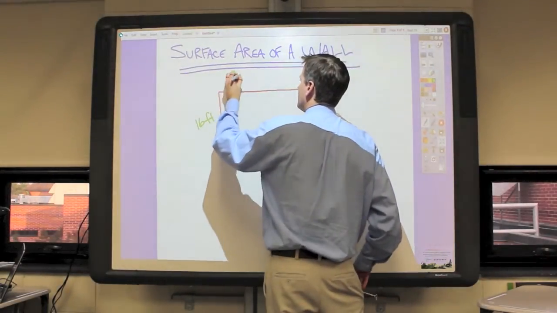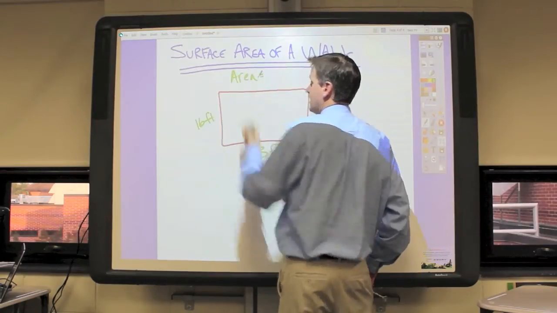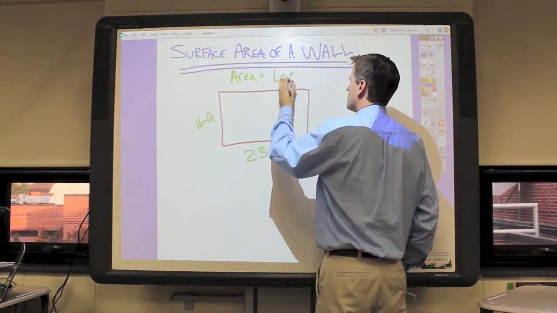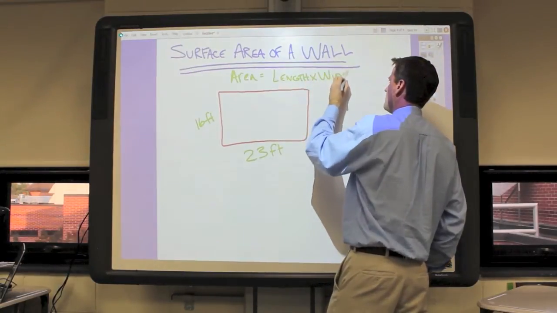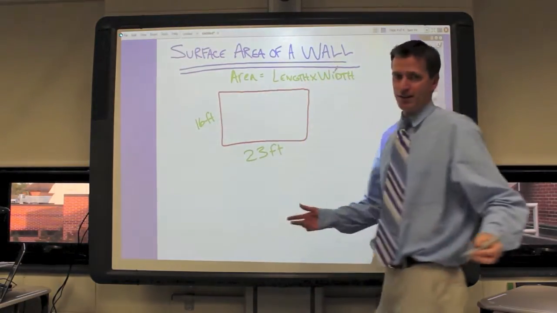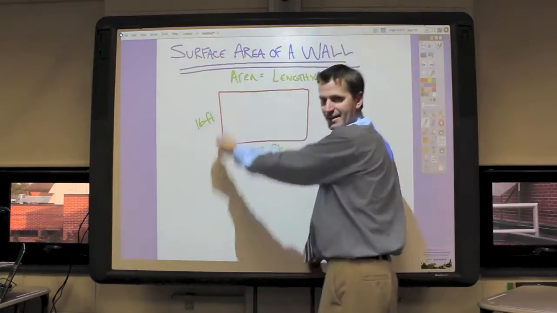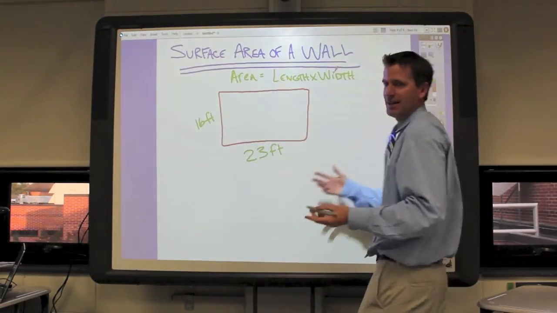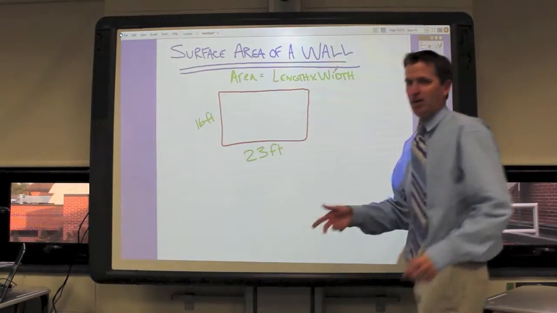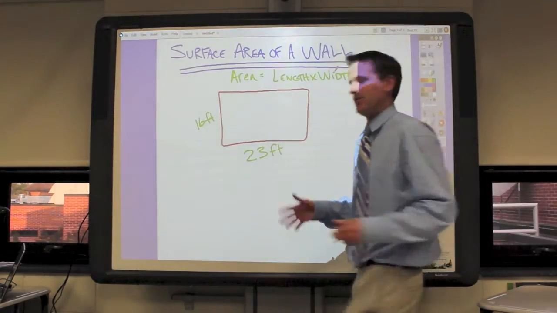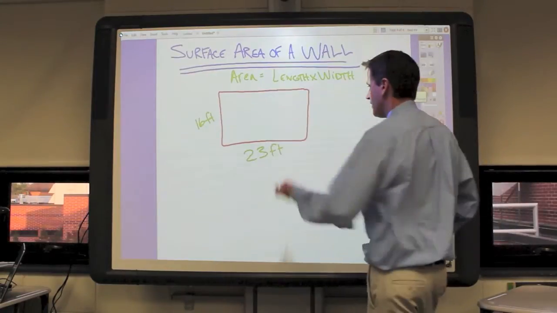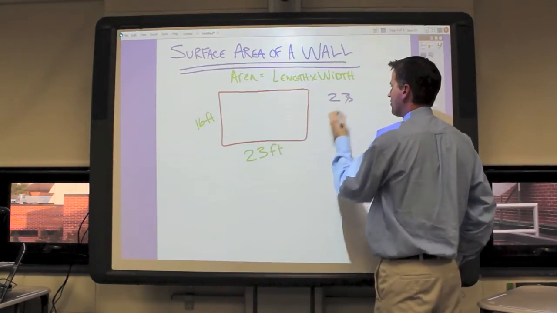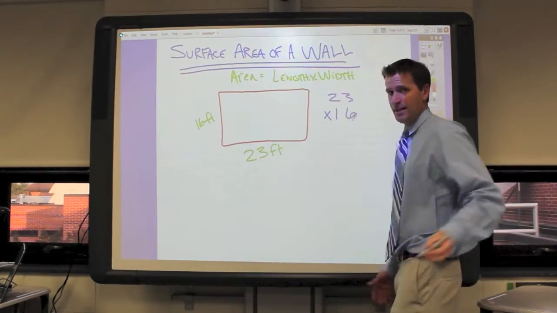Remember that area is going to equal length times width. Okay? Or in this situation, it would be more like height versus length. But same idea, okay? The length and the width of the square. You want the two opposite sides of the rectangle. Now, if we did this simple equation, all right, we would say it's 23 times 16.